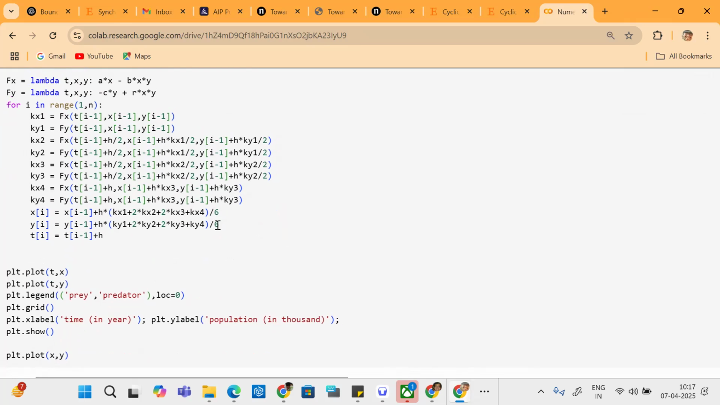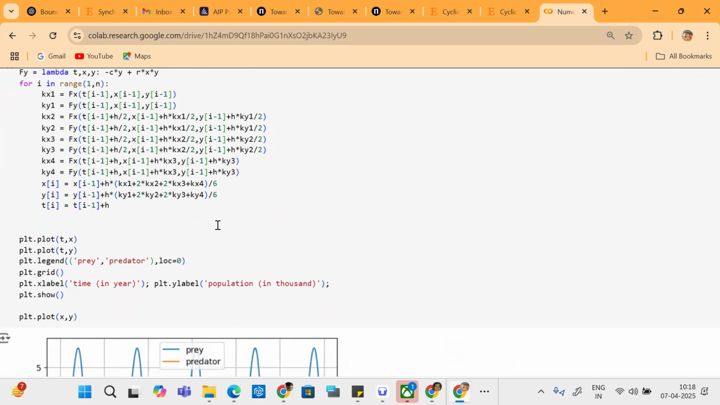And we plot it. It's known as the predator-prey model. The predator will eat the prey. So the predator may be a lion, X may be the lion, and Y may be the deer. So how does it look?